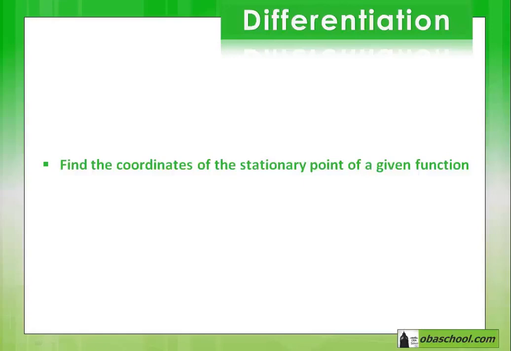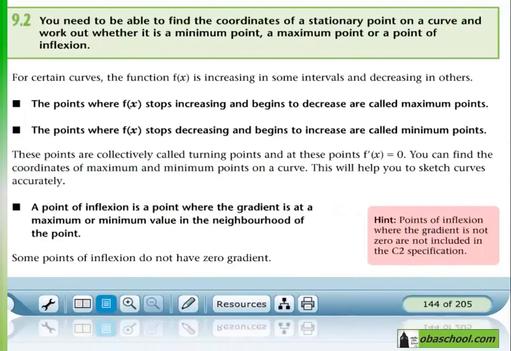Now we are going to find the coordinates of the stationary point of a given function. Stationary points represent a minimum, a maximum, or a point of inflection. Look at the description. You need to be able to find the coordinates of a stationary point on a curve and work out whether it is a minimum point, a maximum point, or a point of inflection.